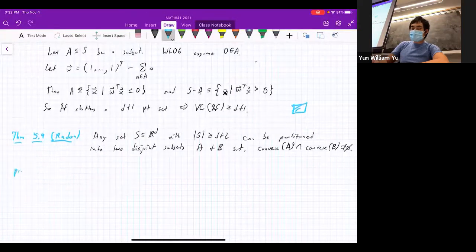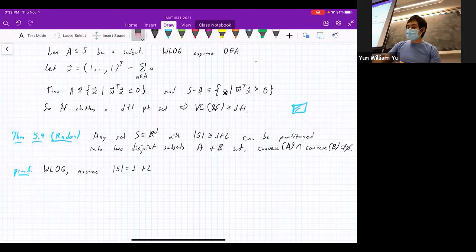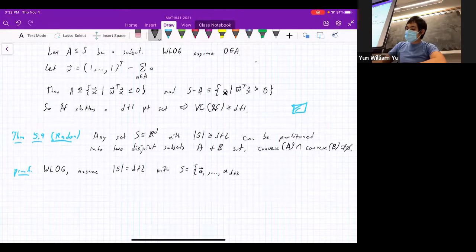So, proof. Without loss of generality, we're going to assume that S is equal to D+2. So clearly, if it's true for a D+2 size set, then it's true for something bigger. So we're going to assume it's equal to D+2, and we're going to label all the points in it A1 through A D+2.